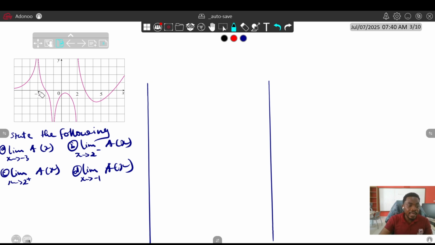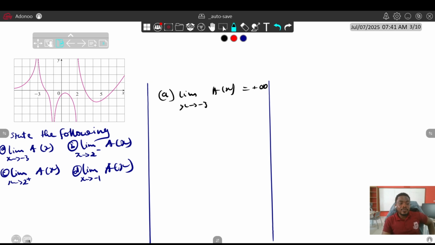Okay, as x approaches negative 3 from the left, you can see that the values keep increasing but never meet negative 3. Okay, so we see that for a, we say the limit as x approaches negative 3, a of x is equal to positive infinity, because it keeps going up and up and up without bound. Great.